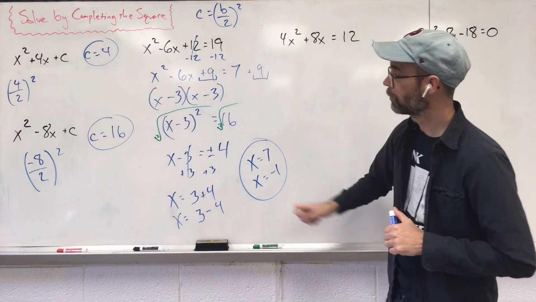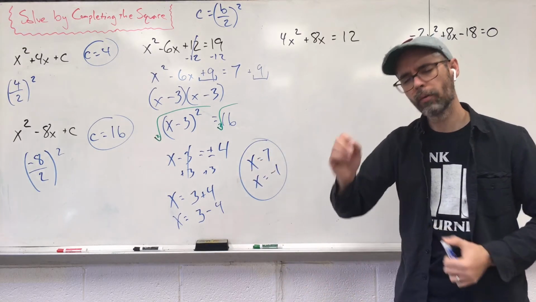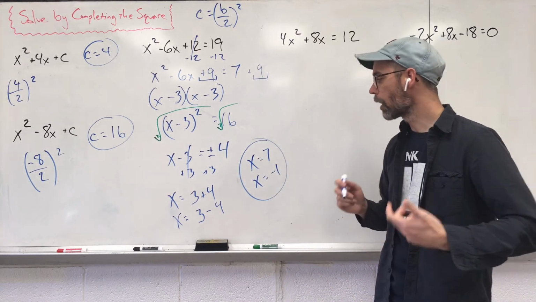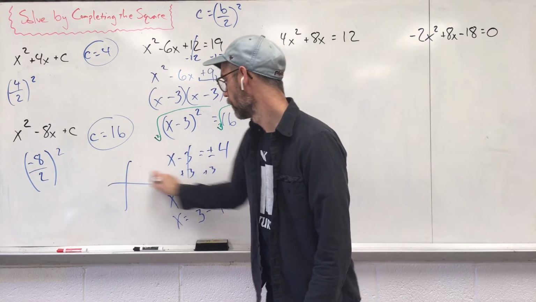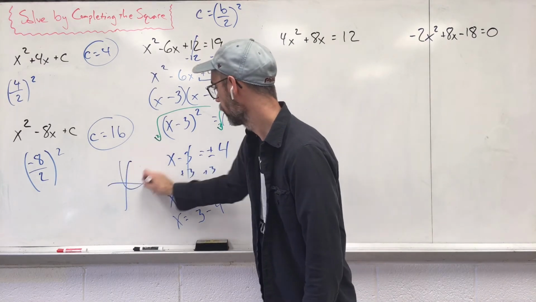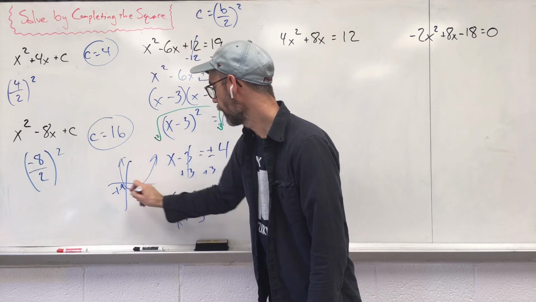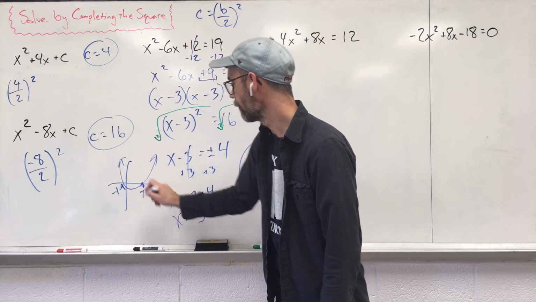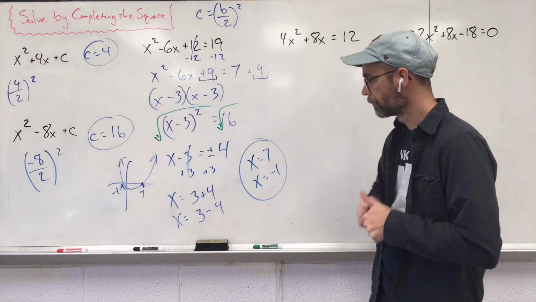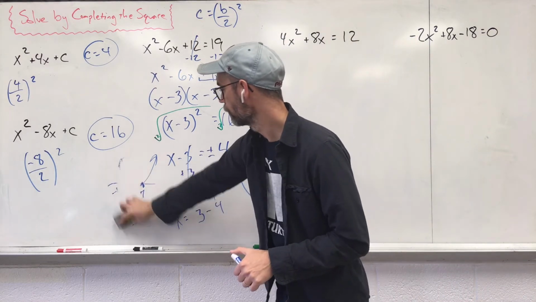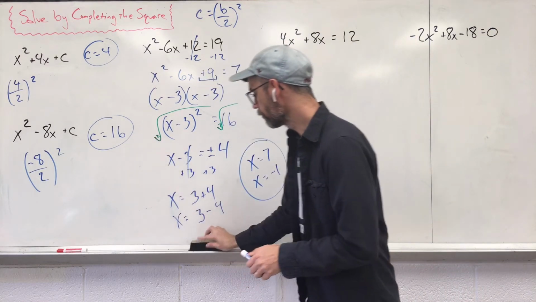Okay, so it's completing the square. We just saw that. And what that will look like is if you had a parabola, you'd be crossing at negative 1 right there, and at 7 right there. But we don't need to know that now. All right, let's look at this again.